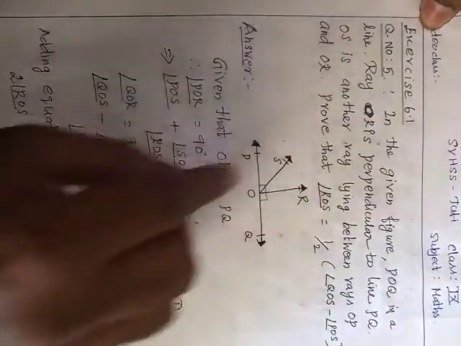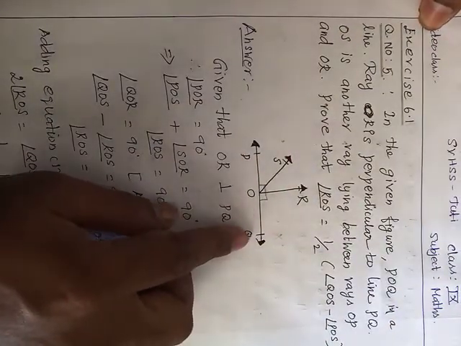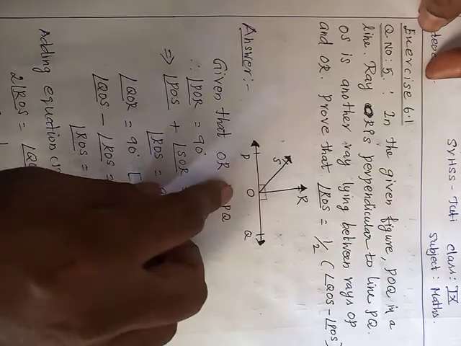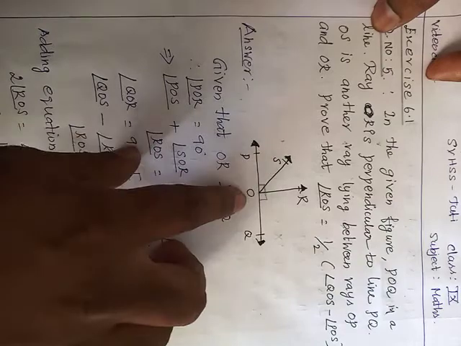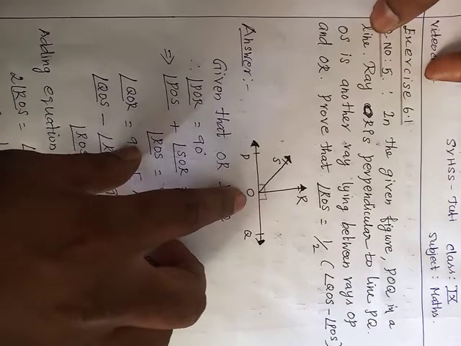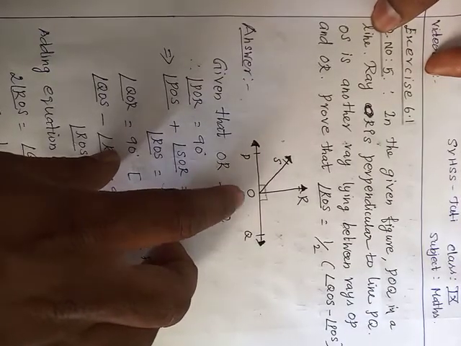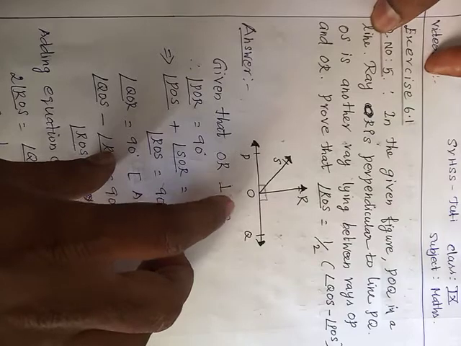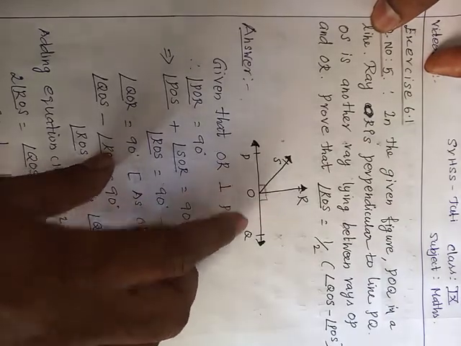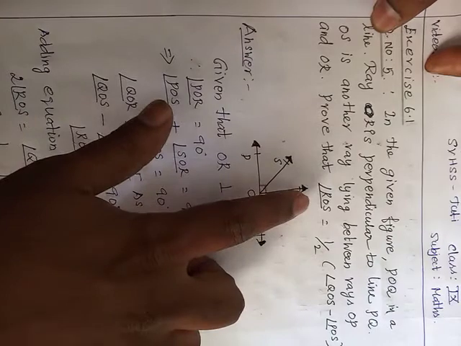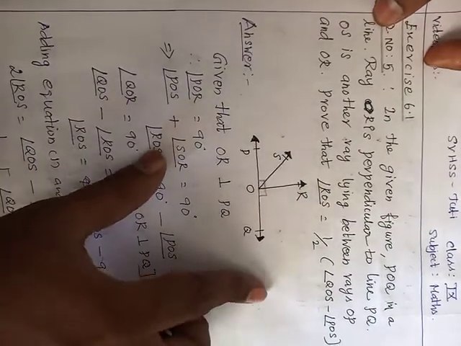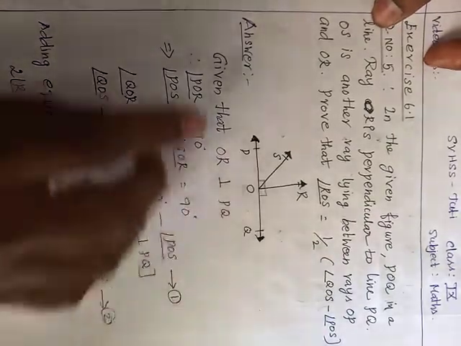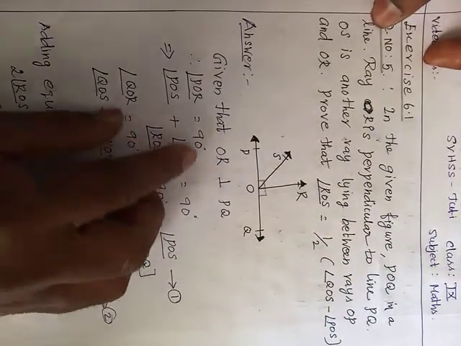POQ is a line, and OR is perpendicular to line PQ, and OS is another ray lying between rays OP and OR. Prove that angle ROS equals 1 by 2 times (angle QOS minus angle POS). So now we have to prove this result.